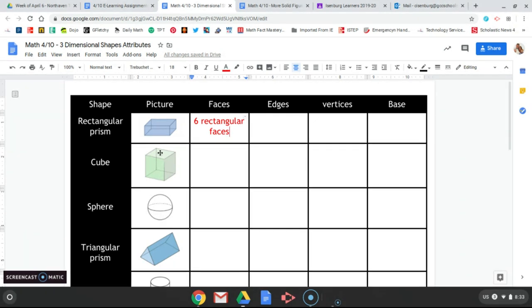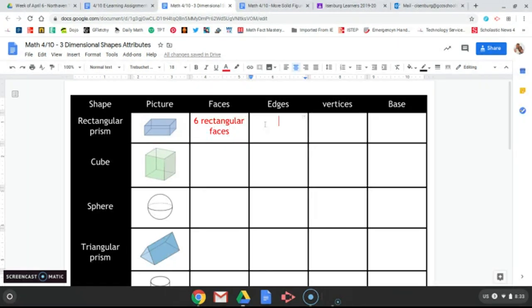There should be 8 edges. Or no, wait, I lied. 12 edges, because there's 1, 2, 3, 4 around the top, and then another 4 around the bottom, so that's 8. And then there are edges around the sides. So that would be 9, 10, 11, 12. So there are actually 12 edges.